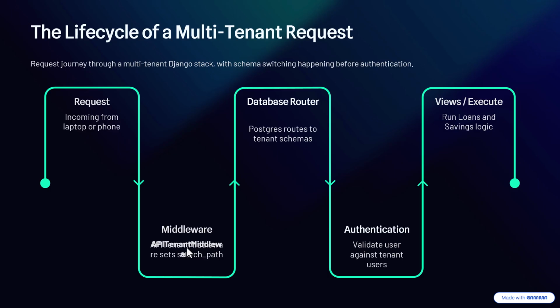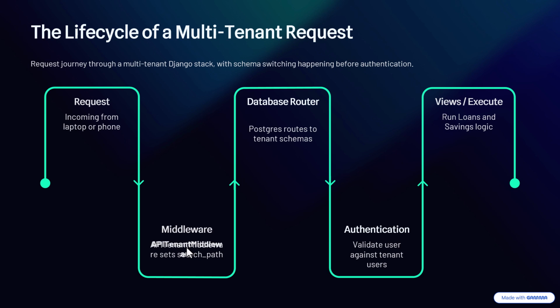So we have the request coming over here. The middleware will extract the subdomain or the tenant name. Then the database router will now match that tenant name with the right schema. So that is the Postgres router routing that subdomain to the right schema. So that is really important. This is like the heart of it.